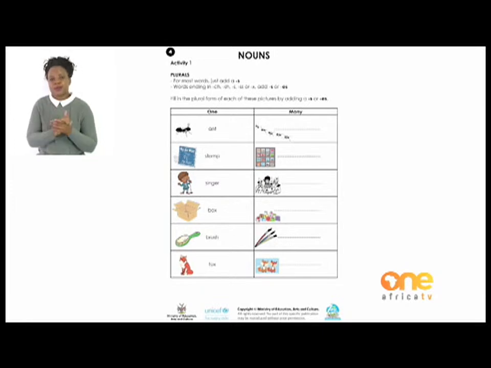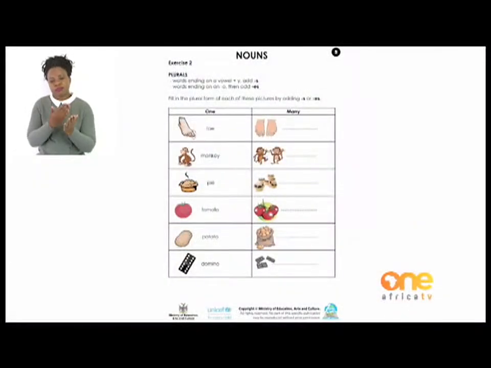Let's turn our books. Let's continue with our activities on page 5. Page 5, words ending on a vowel plus Y. The rule says we just add an S. Words ending on an O, then add ES. Do we have words ending with a vowel and a Y? Yes, like monkey, there.